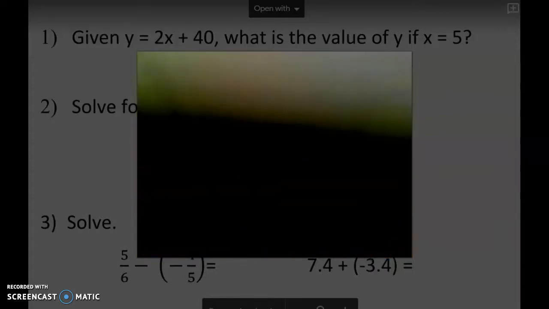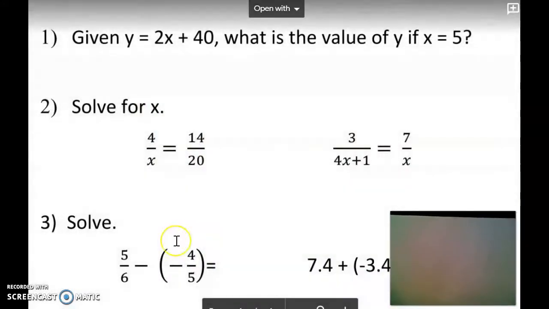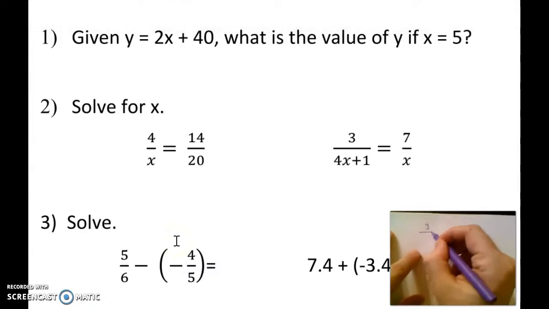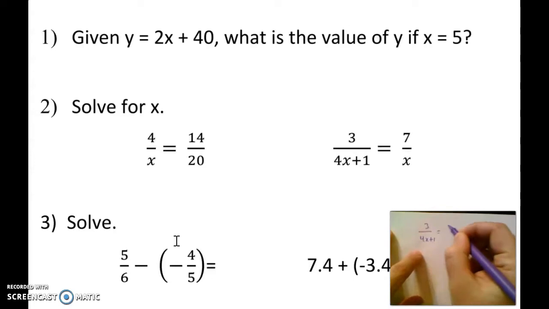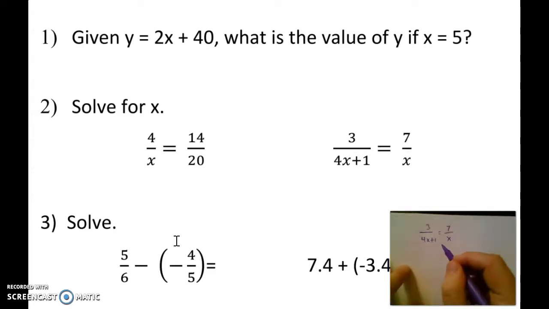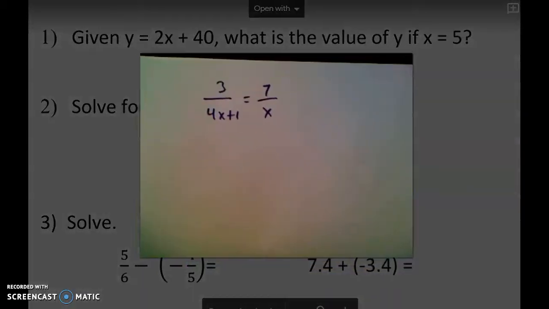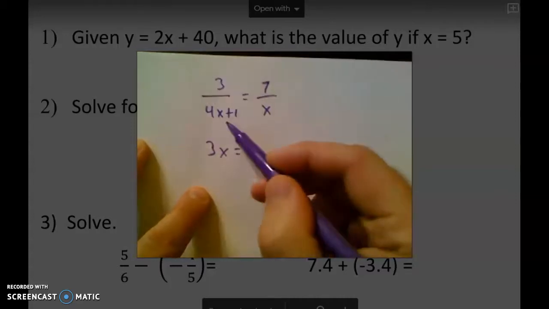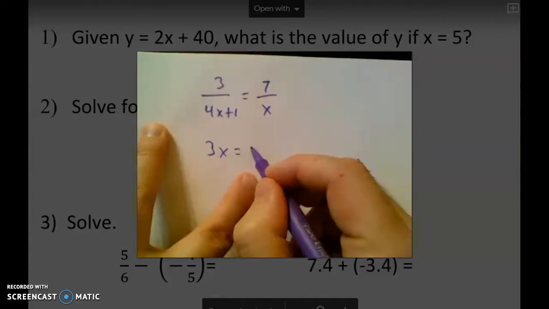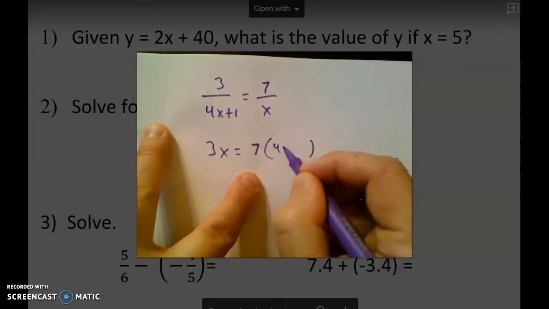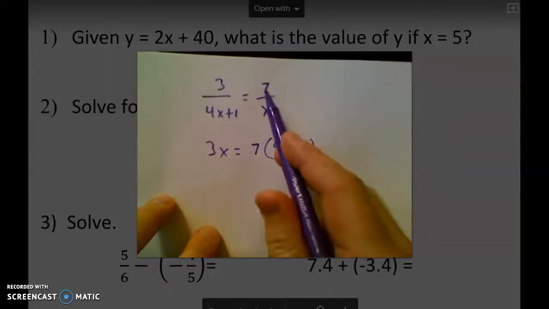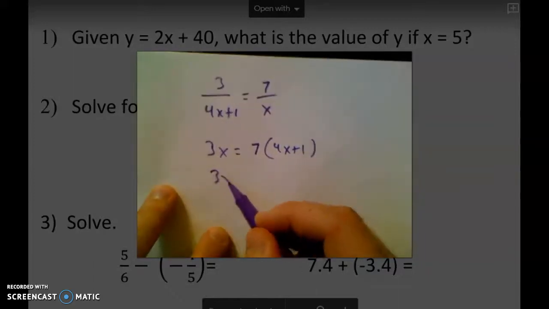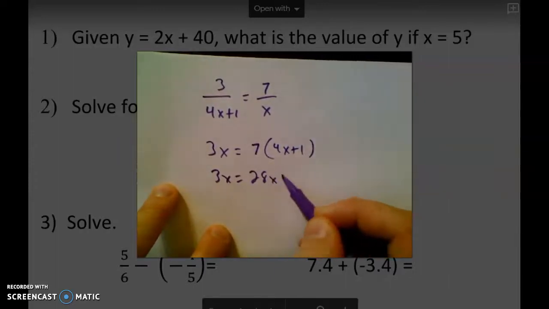The second proportion that I gave you, this one you would struggle with if you just tried to cross multiply and divide. So that's why we have this understanding of why that method works. And if I look at the cross products, 3 times x is 3x. And that's going to equal this cross product, which is basically 7 times 4x plus 1. So I just multiplied one term by the denominator of the other fraction. So now I distribute. So I get 3x equals 28x plus 7.